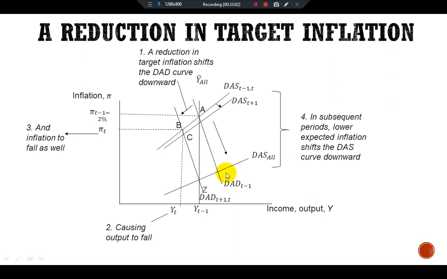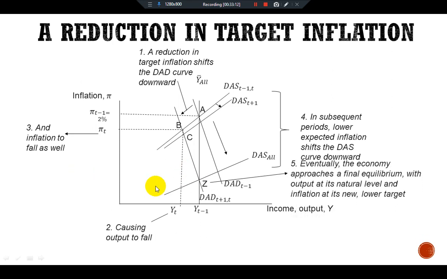Eventually, the economy approaches a final equilibrium with output at its natural level and inflation at its new lower target at point Z. So we have inflation at 1 percentage point, and the economy has reached its natural level of output at point Z. A permanent reduction in inflation target in period T shifts the dynamic aggregate demand curve, from this to this, leftward, and we can say from DAD t plus 1 to DAD t minus 1.